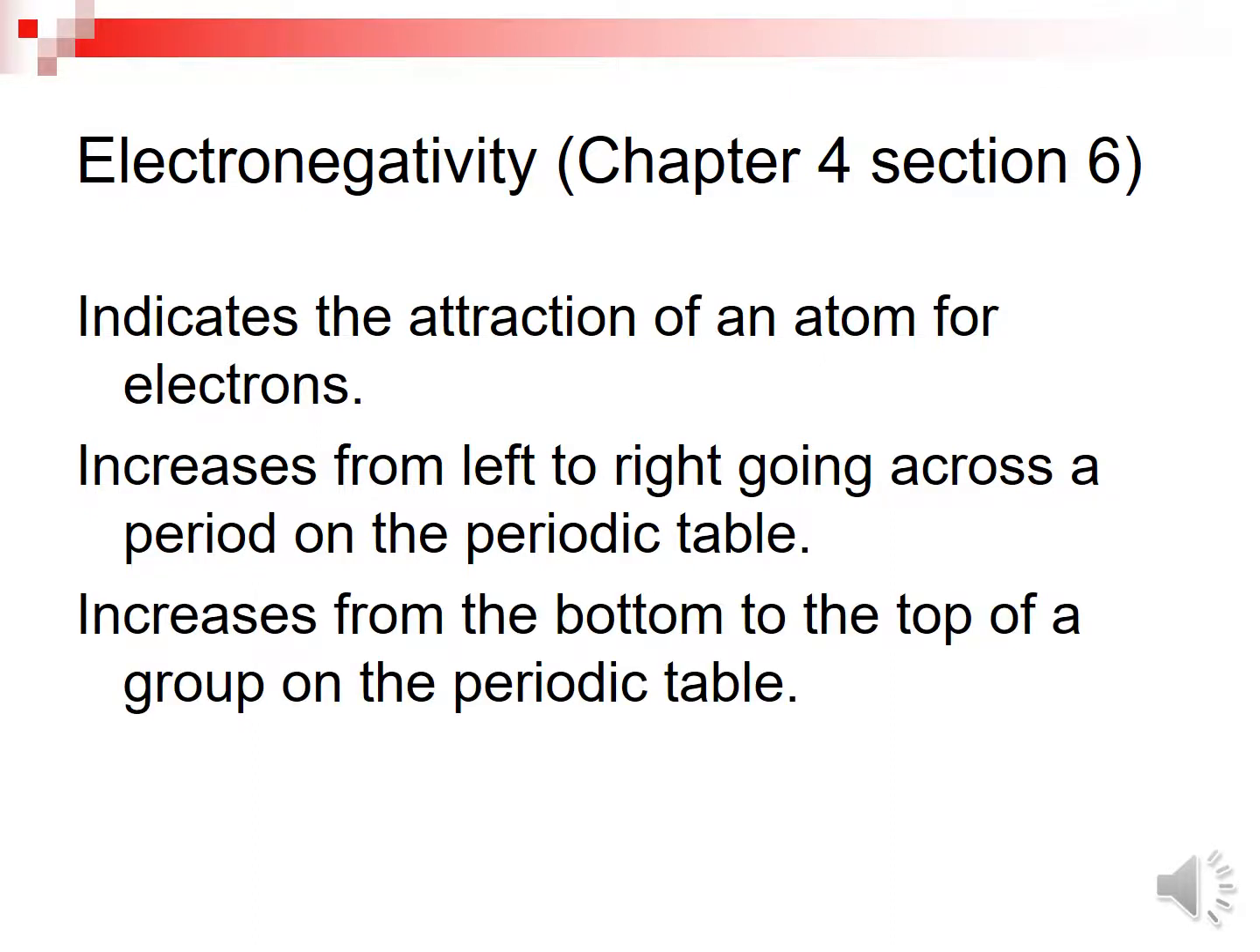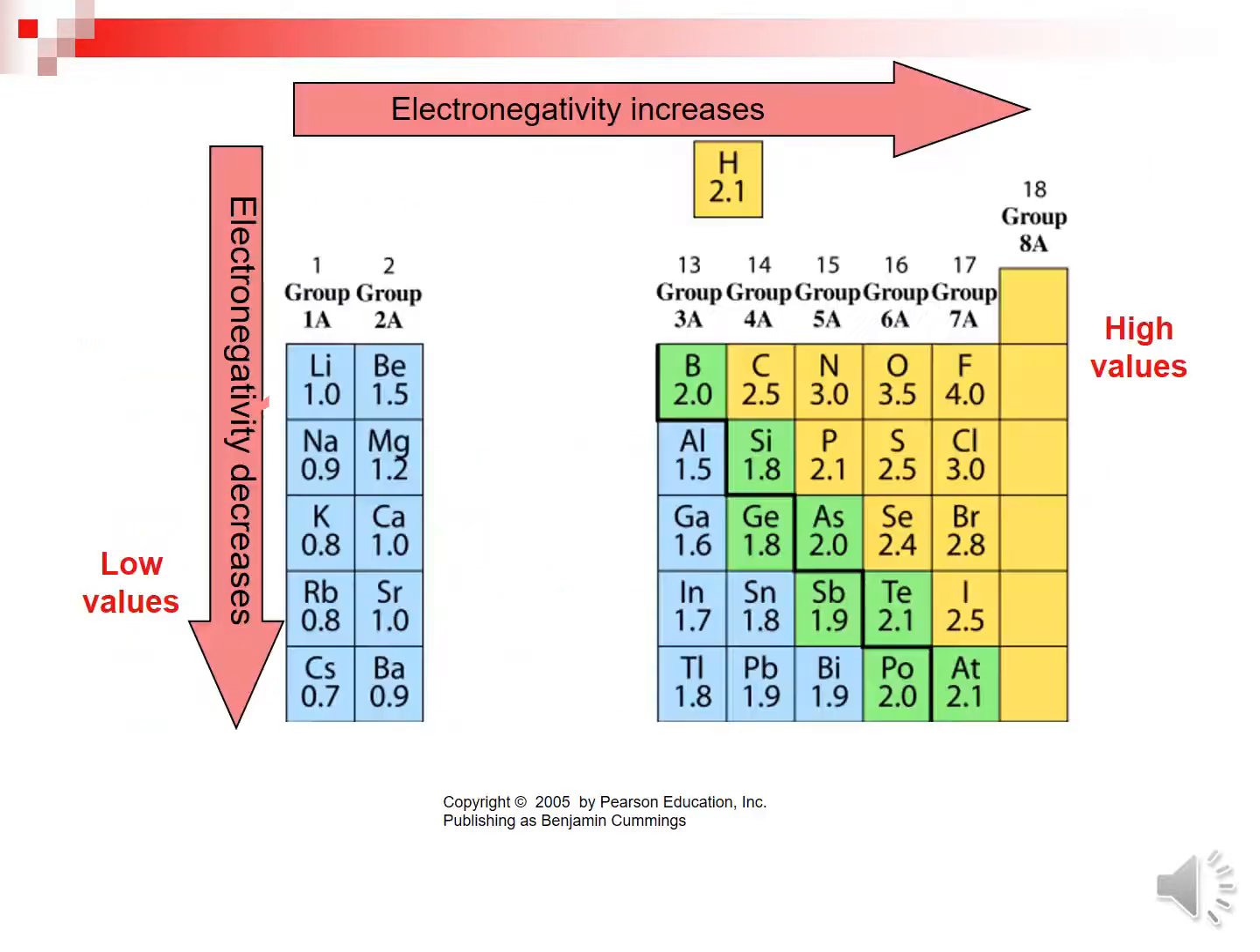Electronegativity also increases from the bottom of the table to the top, and so the top right is actually the highest electronegativity, and the bottom left, francium and cesium, would be the lowest electronegativity. Here are some electronegativity values, so you can see the pattern where electronegativity goes down to the lower left and goes up to the upper right.